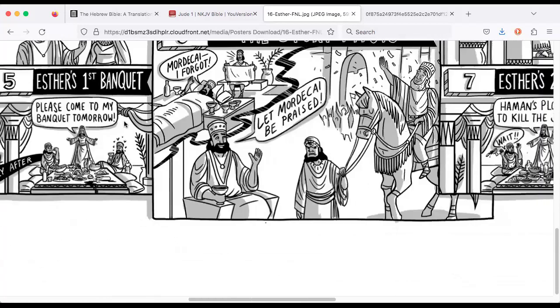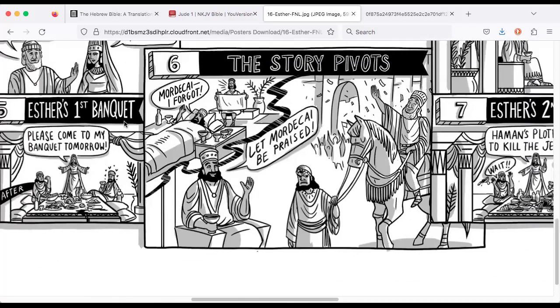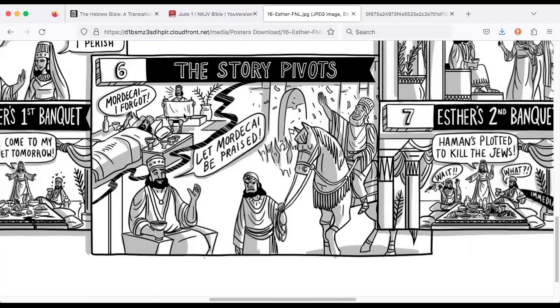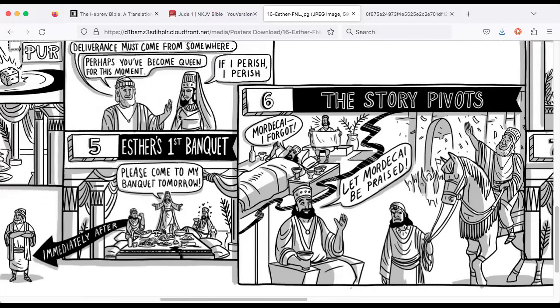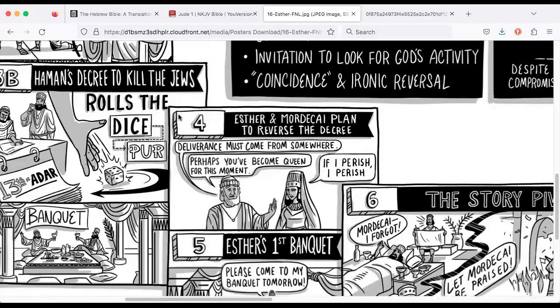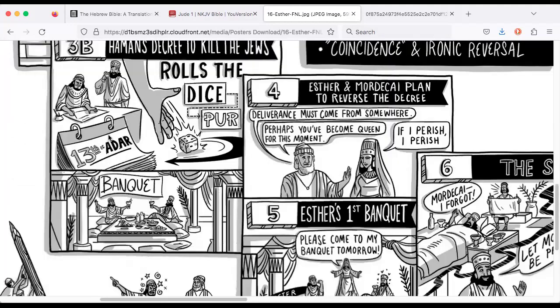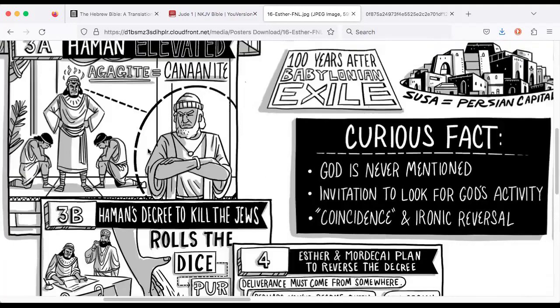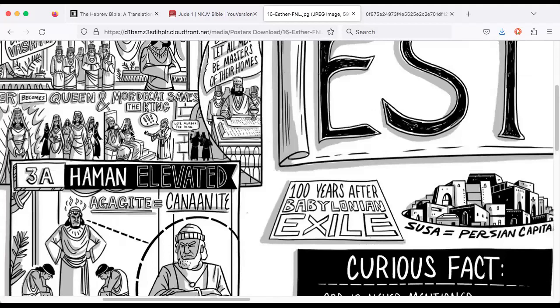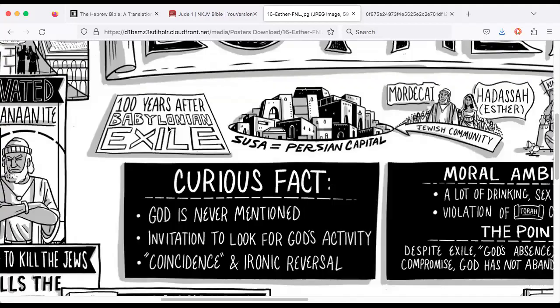But then what happens is that the king can't sleep one night, so he has the king's records read to him, something really boring to help him fall asleep, I guess. But he hears about this story again where Mordecai has saved his life by foiling that murder plot.